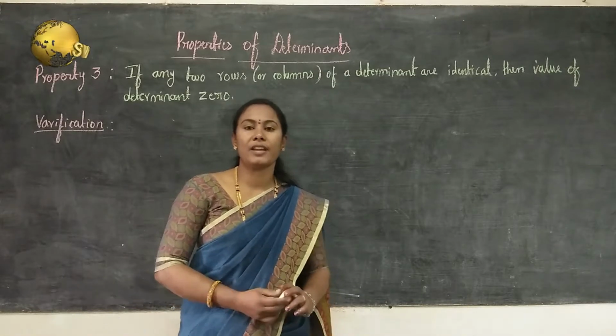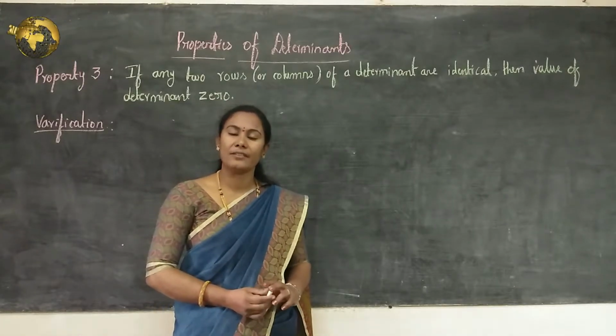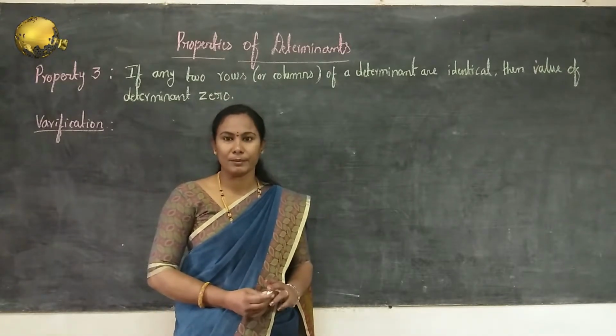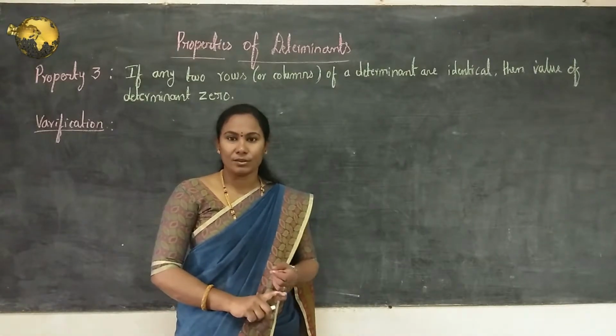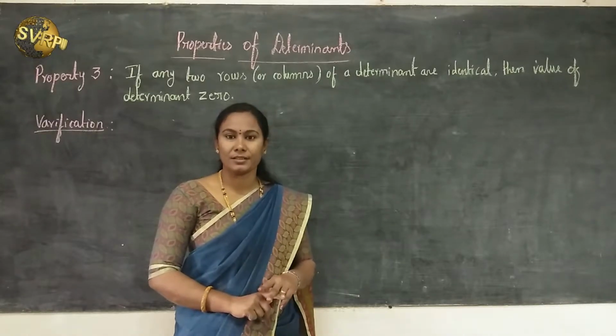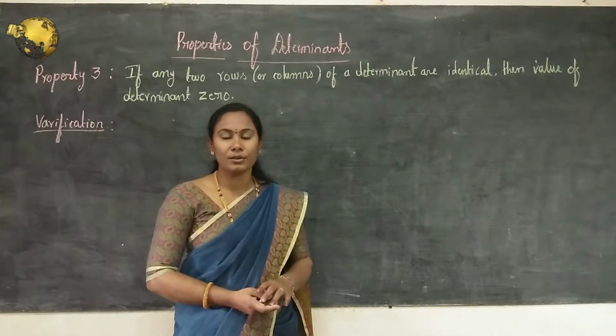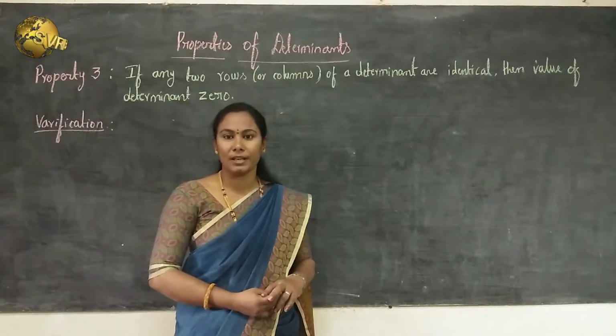In the last part we already completed the expansion of determinants and we started the properties of determinants. I said already there are 6 properties of determinants. In the last class we completed 2 properties, so let me continue today. Let me learn the remaining 4 properties.